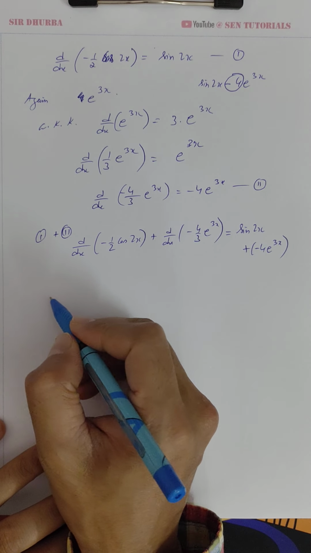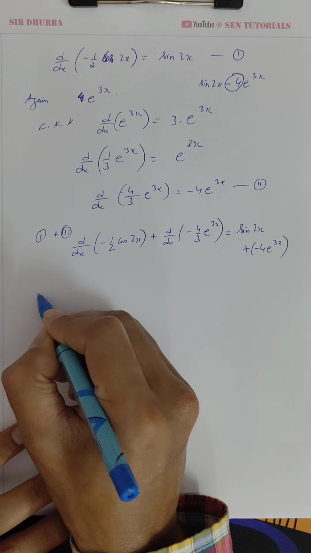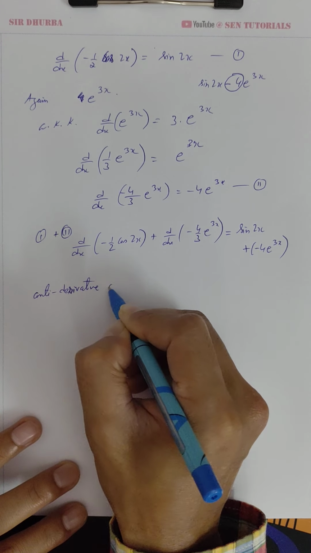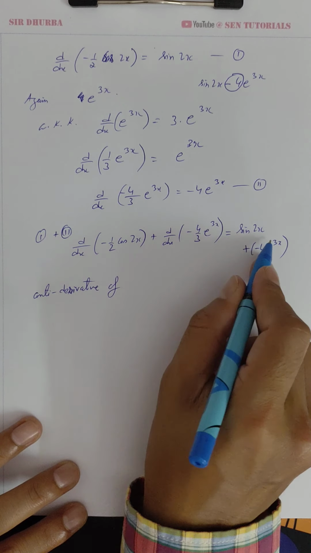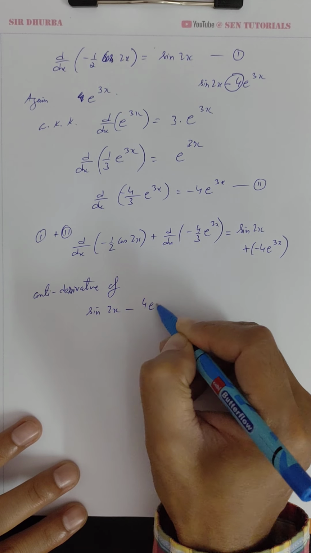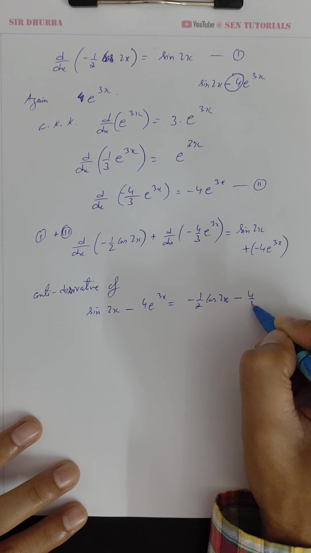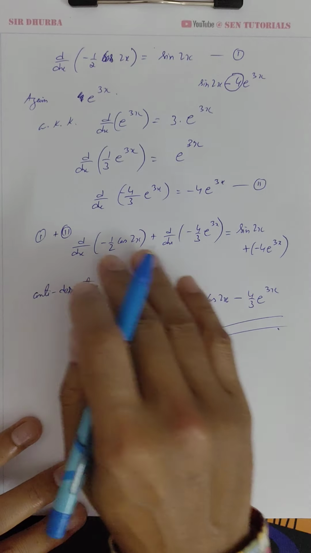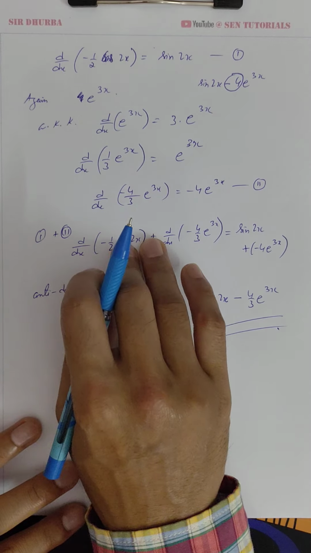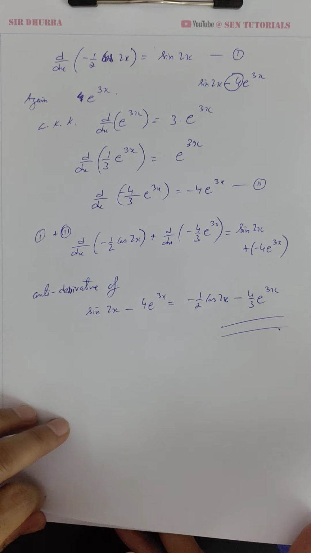So that means if you go for the antiderivative, it is the reverse. The antiderivative of sine 2x minus 4 e power 3x is minus 1 by 2 cos 2x minus 4 by 3 e power 3x. So the derivative of this is this, so the antiderivative of this will be this, reverse. Okay, so these are just some questions which were given to us.